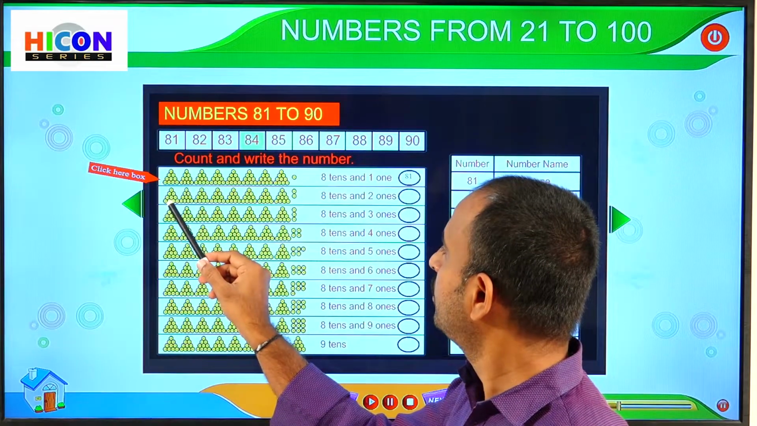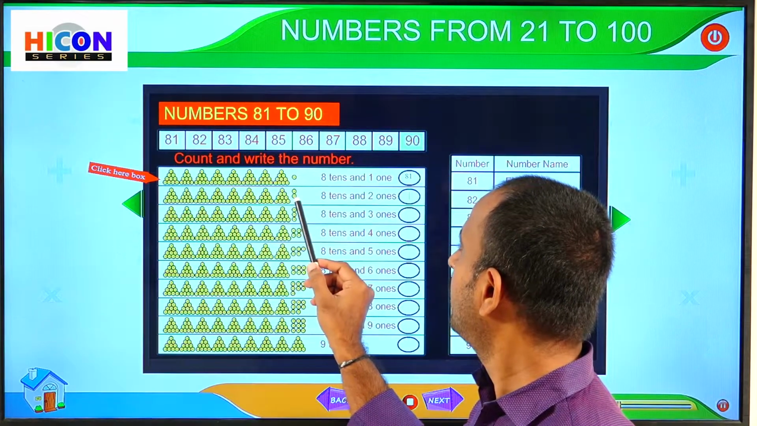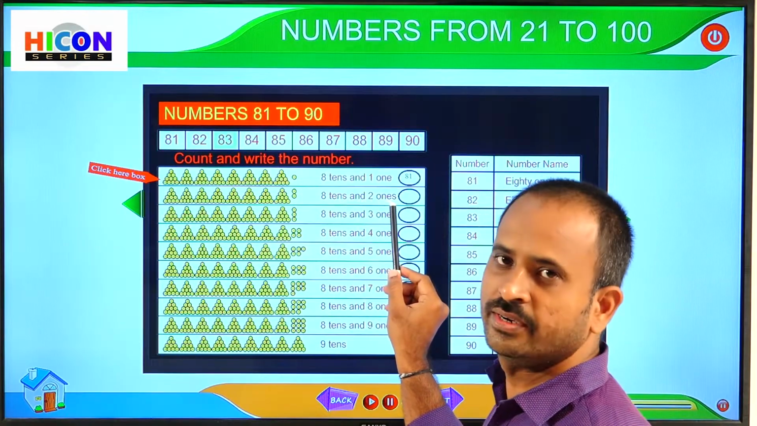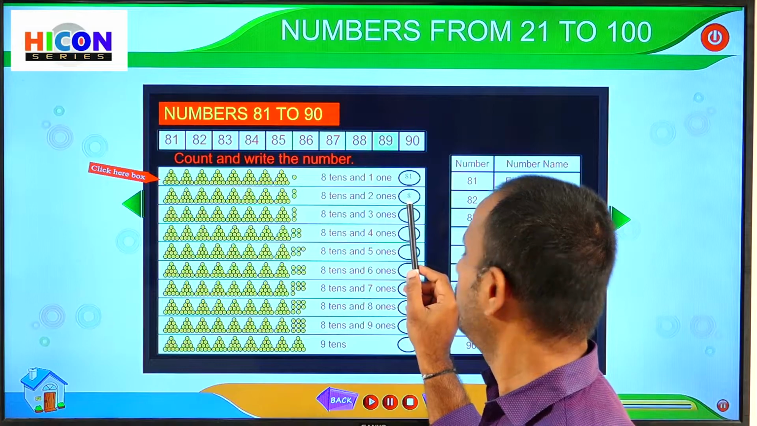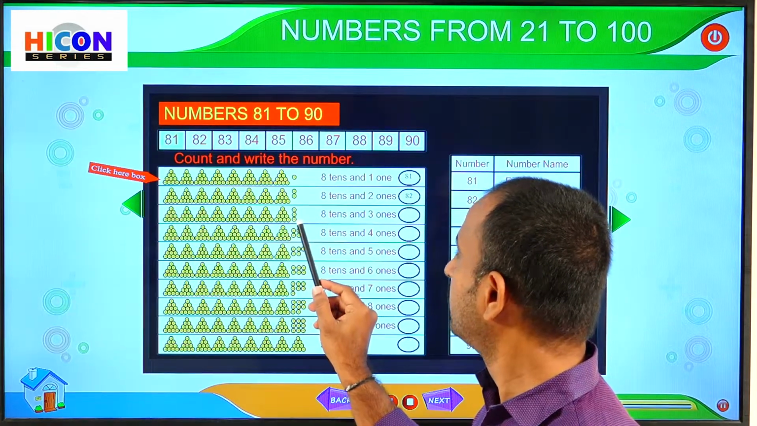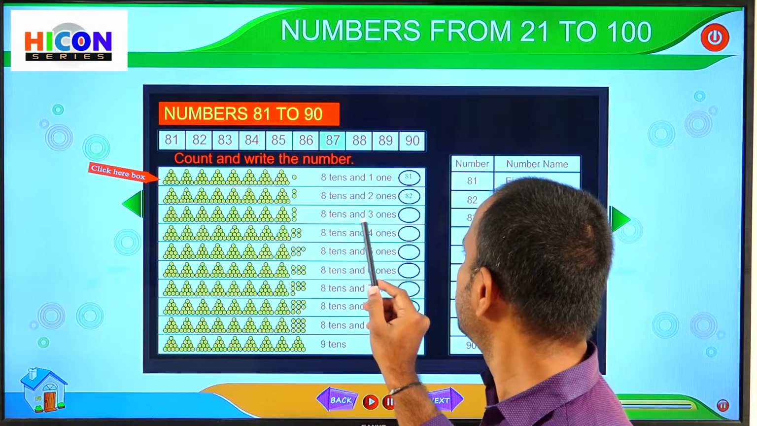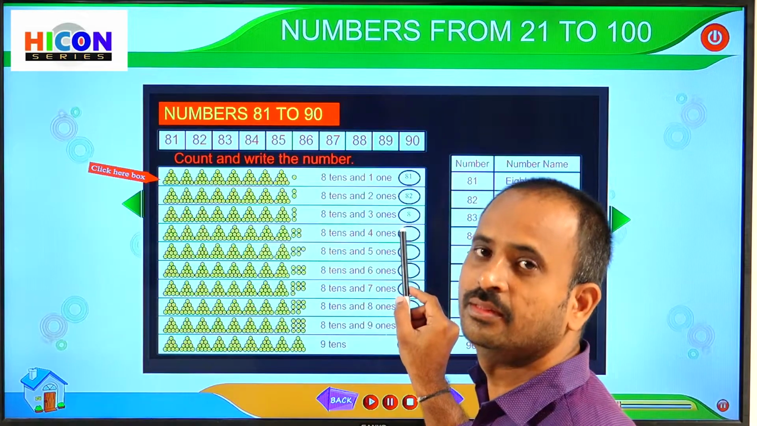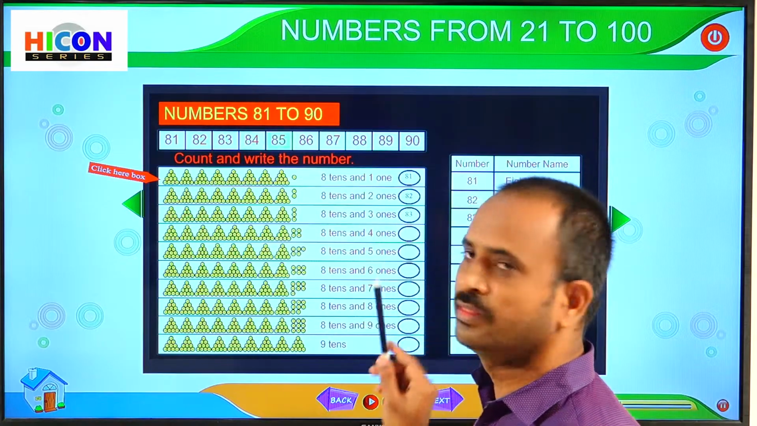So see the second row, there are 8 tens and how many ones? 2 ones. 8 tens and 2 ones makes 82. Next, there are 8 tens and 3 ones. So 8 tens and 3 ones forms how much number? 83. So write 83 in this circle.